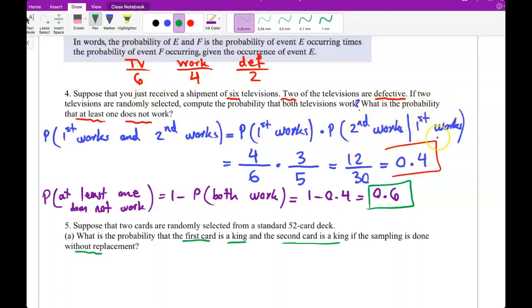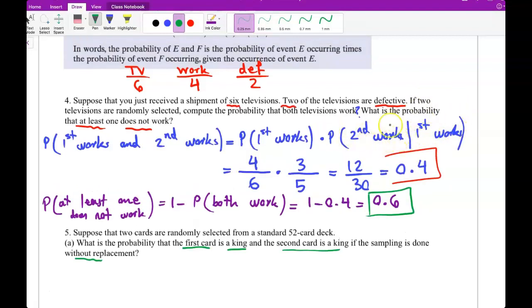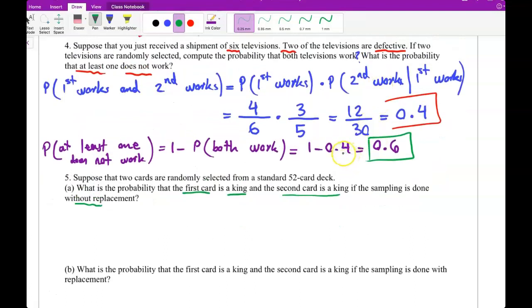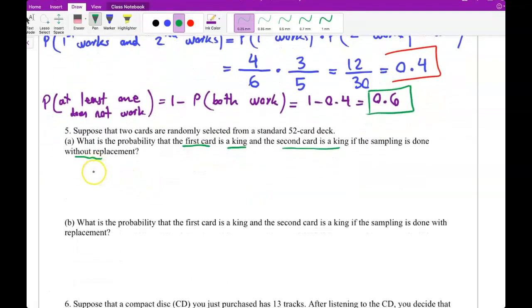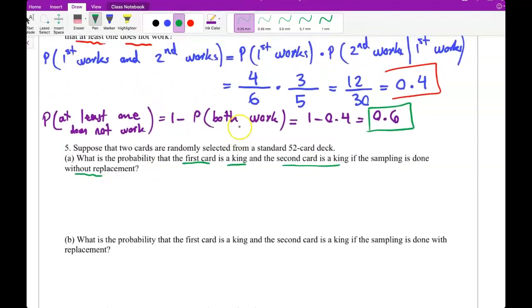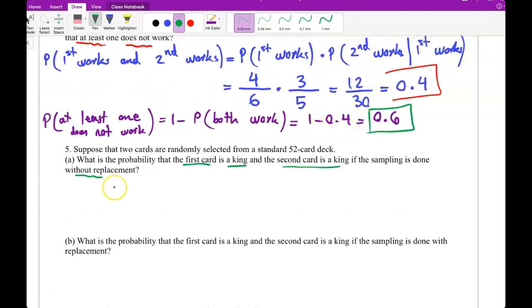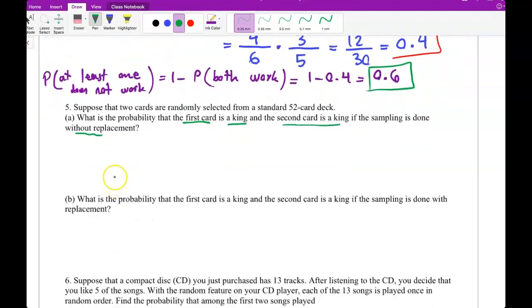When you pick that TV, you only need to subtract 1 from your sample space, and then after that try to choose the second TV. So that is what means without replacement. So we're not replacing that to our sample space. Okay, now here we should find the probability of king, and again king.